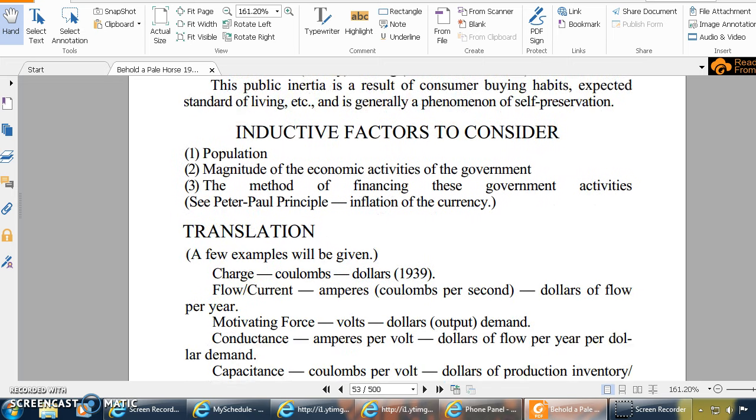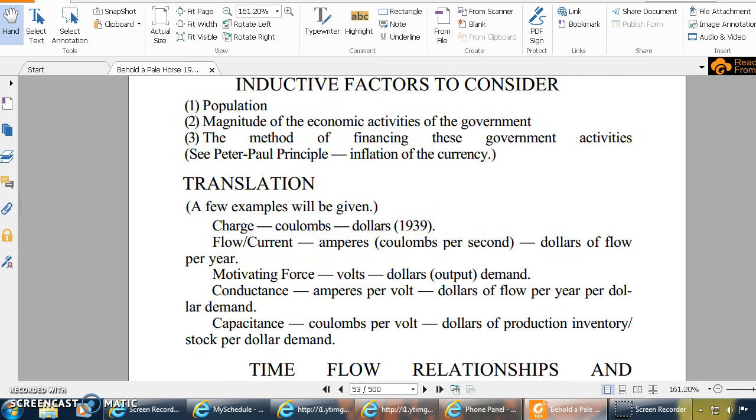Now, inductive factors to consider are 1. Population, 2. Magnitude of the economic activities of the government, 3. The method of financing these government activities, C. Peter-Paul principle, inflation of the currency. Translation. A few examples will be given.